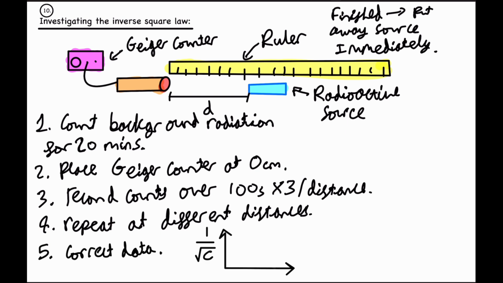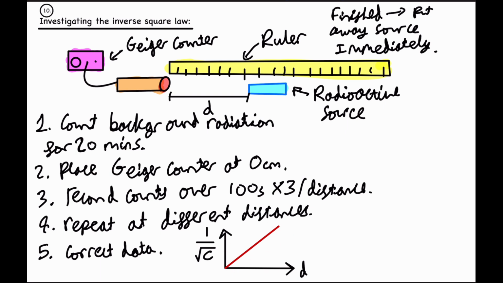So 1 over the square root of the count rate, against the distance d. And we do this so we get a linearized plot. We get a straight line when we plot our data. And the fact that you get a straight line proves the inverse square law, because you have 1 over the square root of the count rate against distance, which adjusts for the inverse square law, causing it to be a straight line. So that should be your findings.